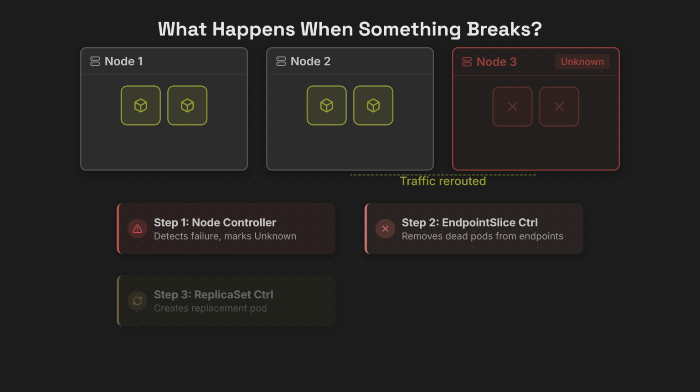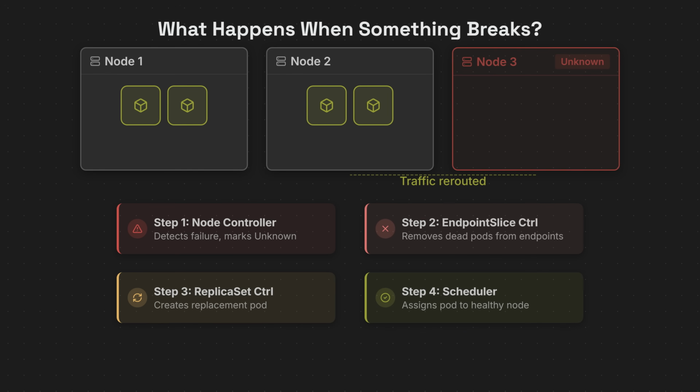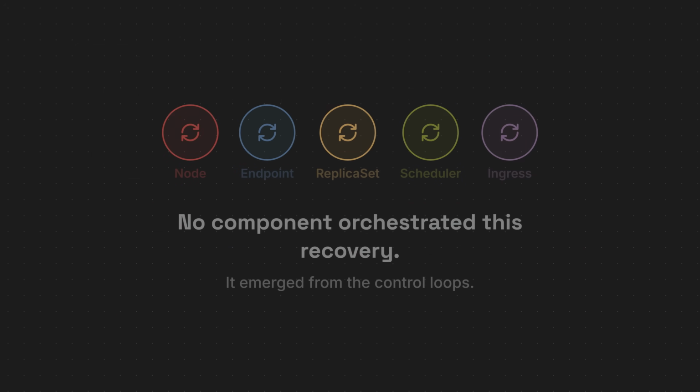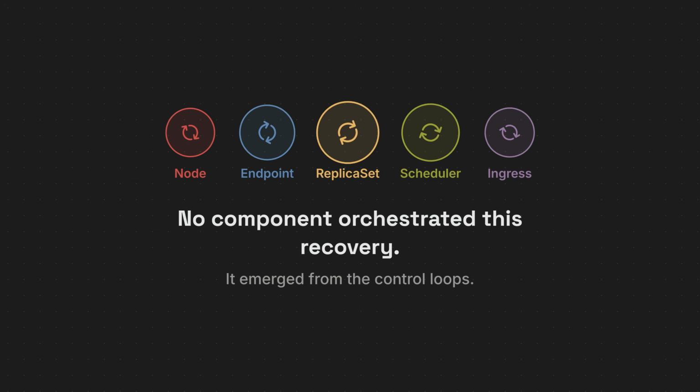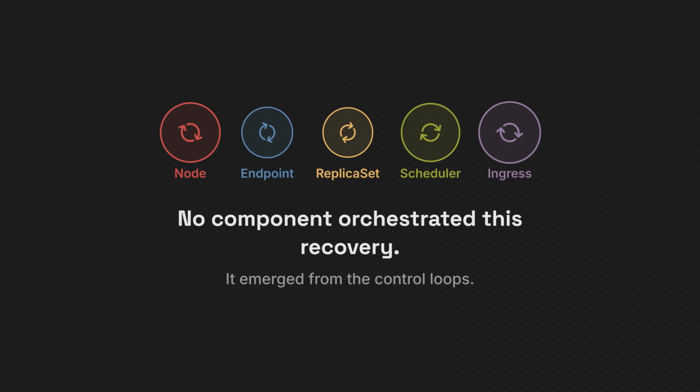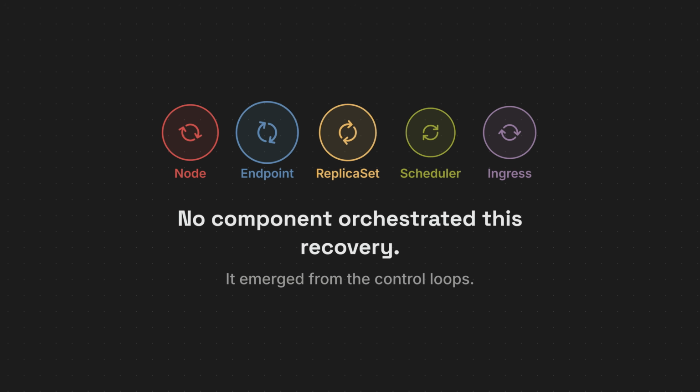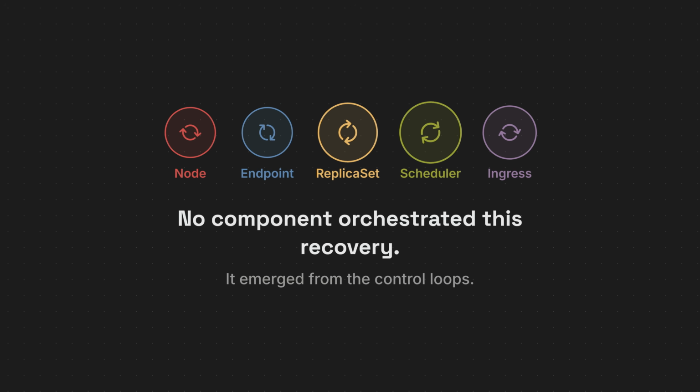Then, after a toleration period, 5 minutes by default, the taint-based eviction kicks in, and the pods are formally evicted. The replica set controller notices the count is off and creates a replacement. The scheduler picks a healthy node. The kubelet starts the container. The endpoint slice controller adds the new pod to the service. Traffic flows again. The whole system recovers. During all this, no single component orchestrated that recovery. No master process told the system what to do. 5 independent controllers, each following its own simple loop, collectively healed the system.